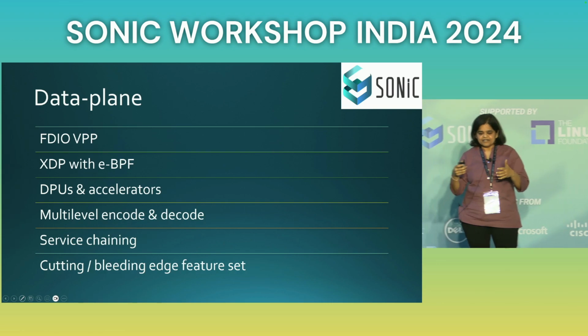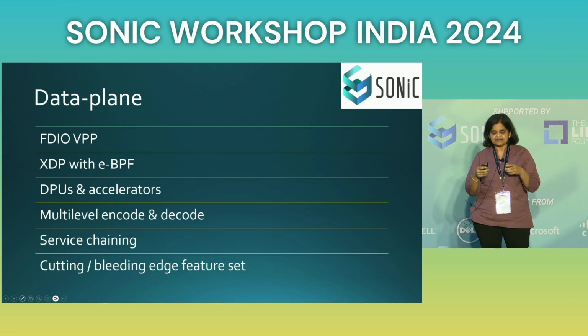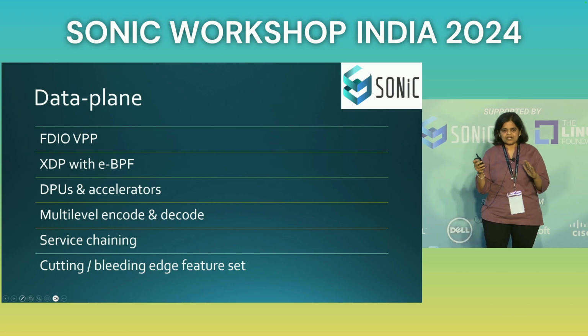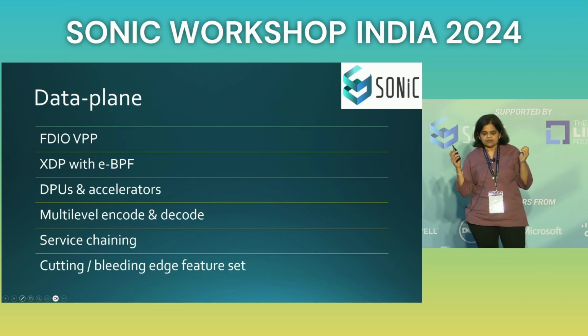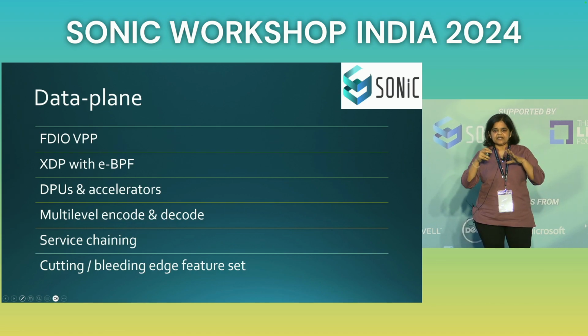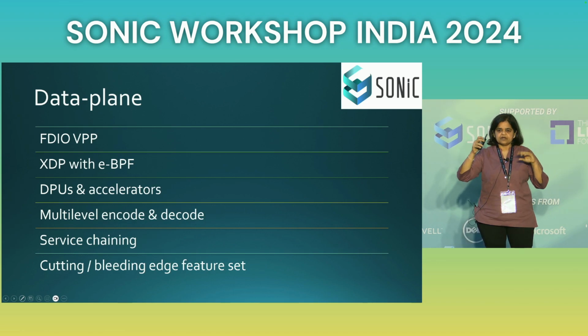With AI coming to the picture, there are also accelerators with graphical processing units as well. So what are the features we should look for? One is multi-level encode and decode, as simple as VLAN over GRE or VLAN over IPsec. We should also have service chaining, wherein we should be able to chain the services for any particular packet.